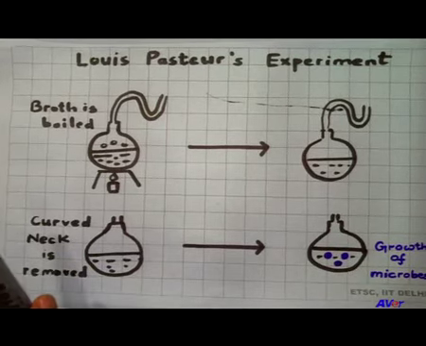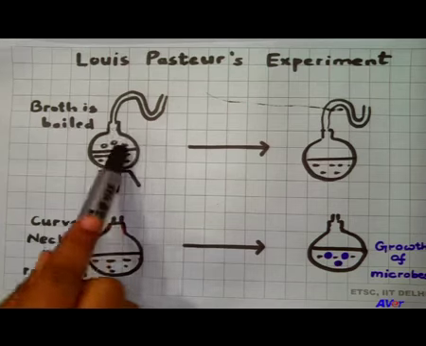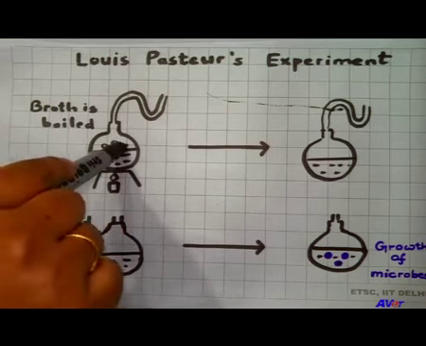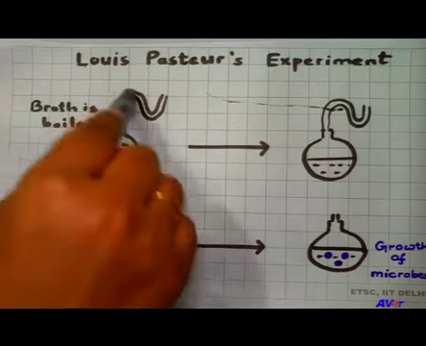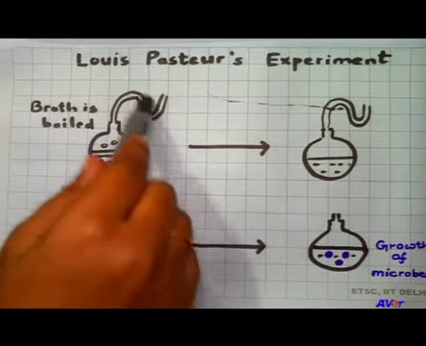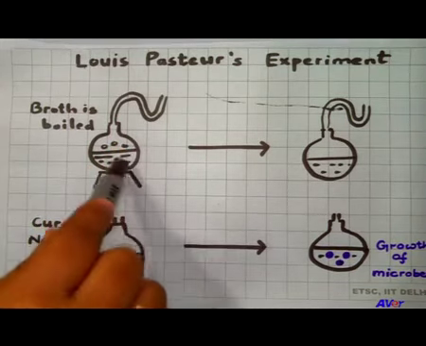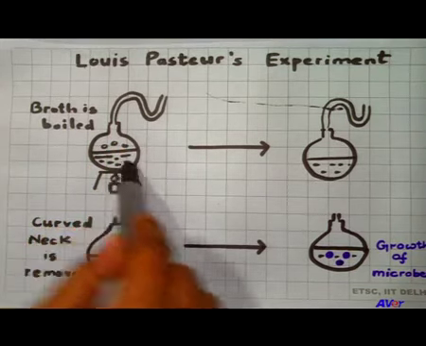So, what can you conclude through this experiment? Yes, you are right in your thinking that in the first experiment which he did, since the neck was swan shaped, the microorganisms could not enter it, and it was also sterilized.